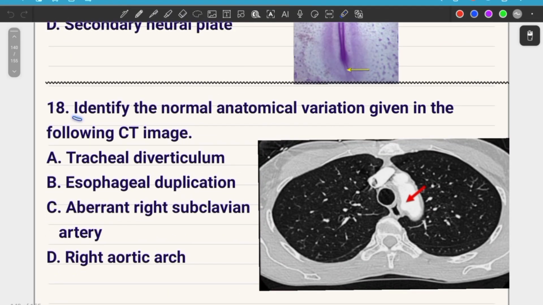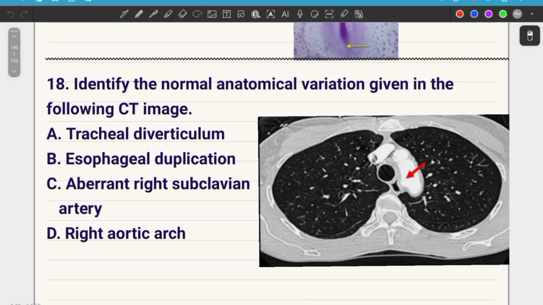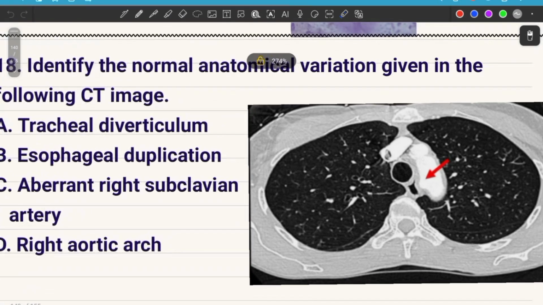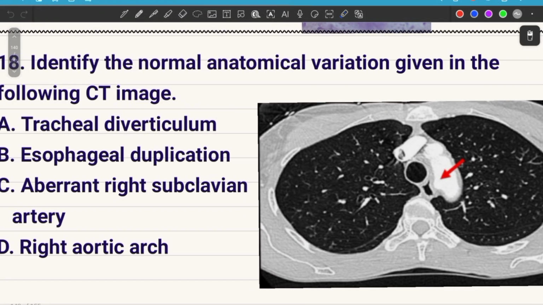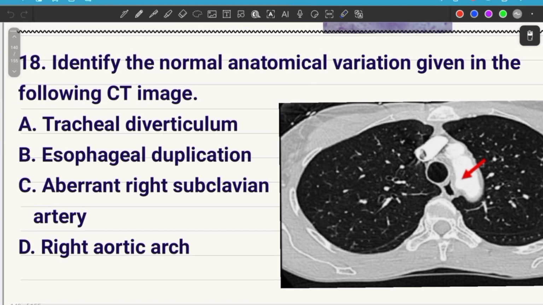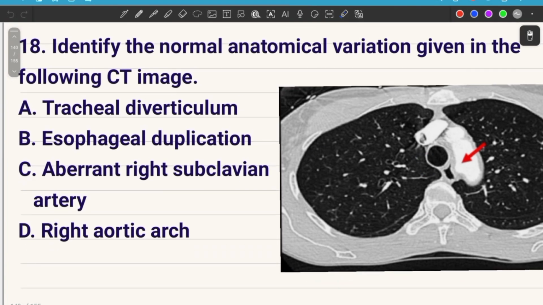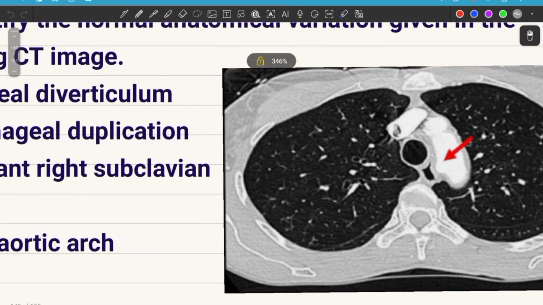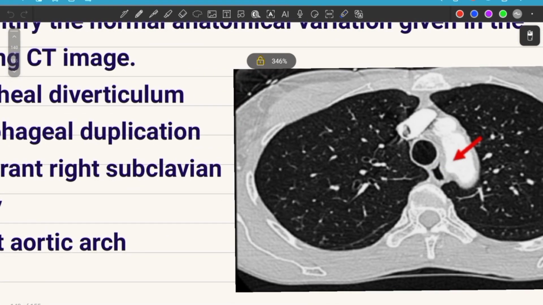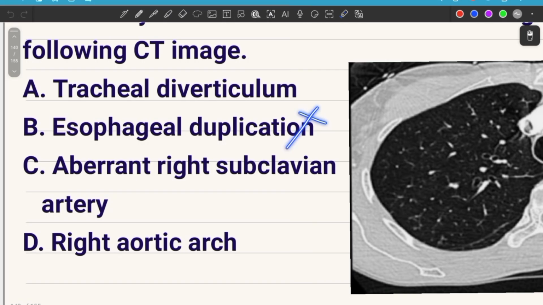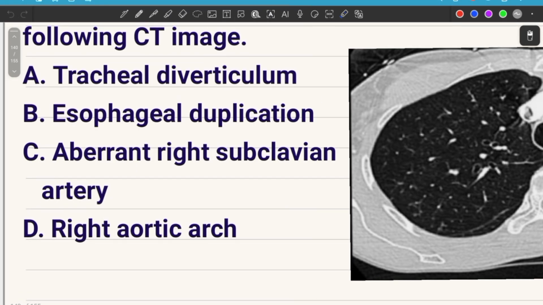18th one. Identify the normal anatomical variation given in the CT image. What is this small thing? Is it tracheal diverticulum? No, this is the trachea, which is a round structure. There is nothing coming from this trachea, right? So it is not tracheal diverticulum. Esophageal duplication? This is the esophagus. It's not a hollow structure, isn't it? So it is not an esophageal duplication.